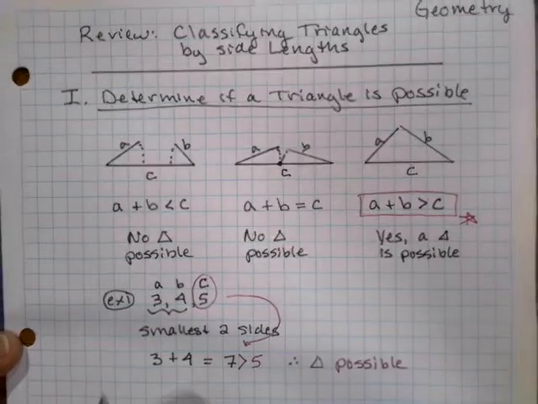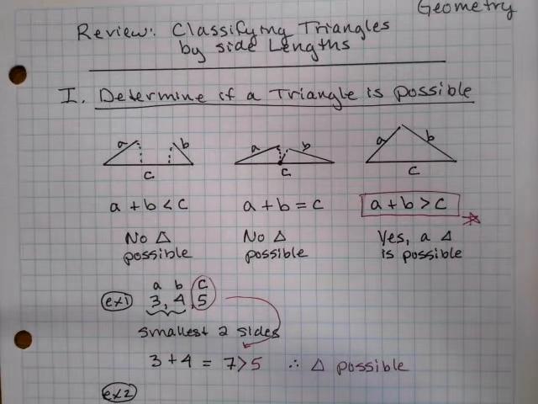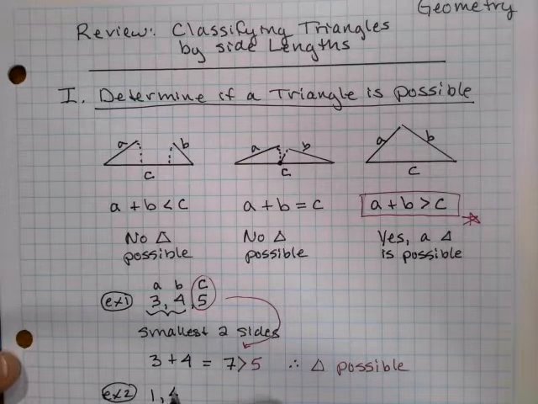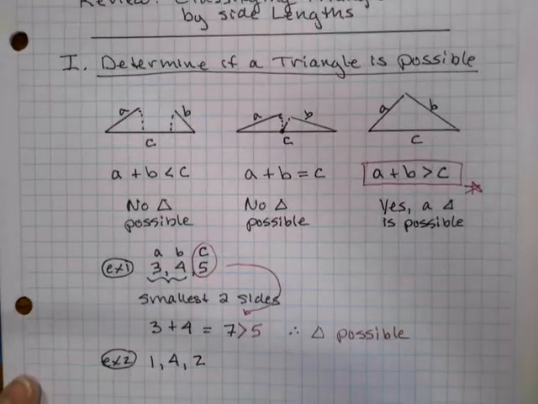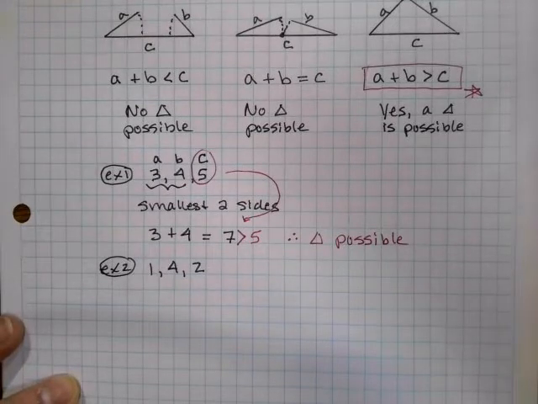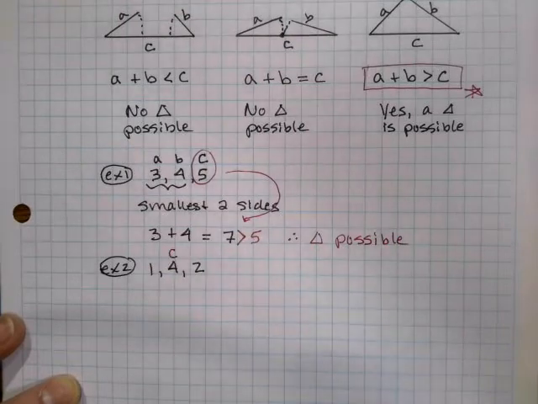Let's do another example. Example 2. In this example, the side lengths that you're given are 1, 4, and 2. Now, they're not always going to be nice to you, and give you the sides in order. Sometimes you're going to have to look and find the C. In this case, the longest side C is 4.